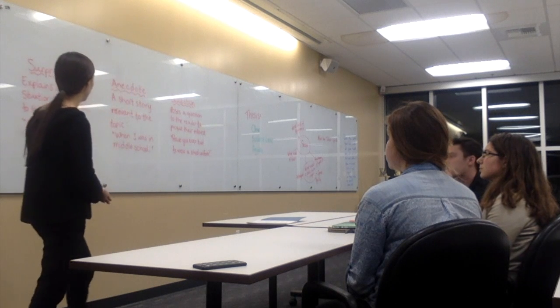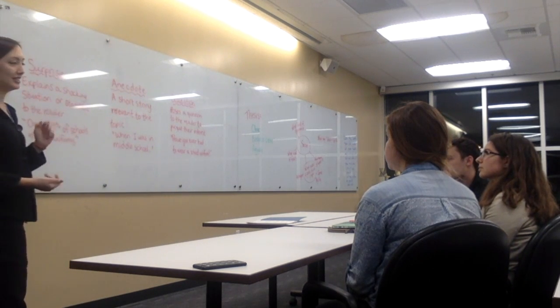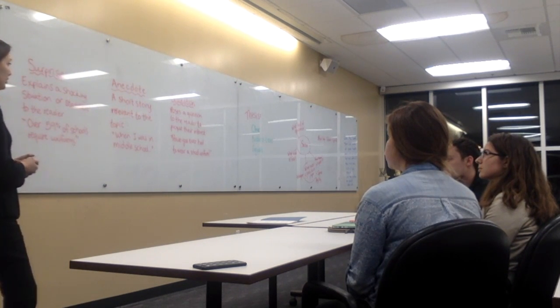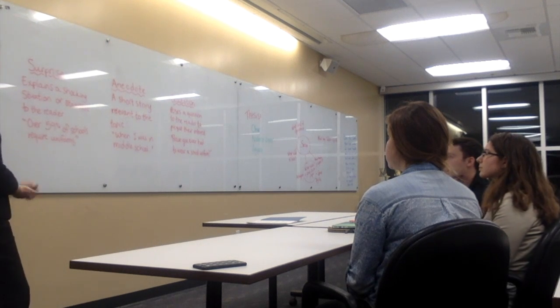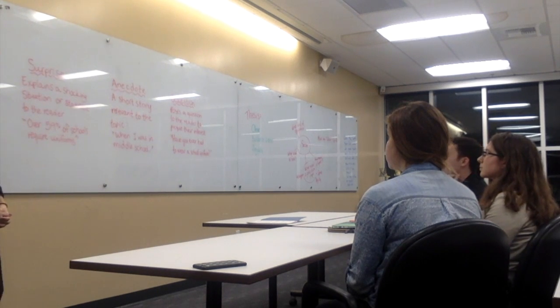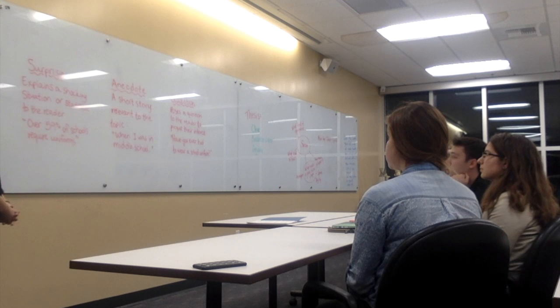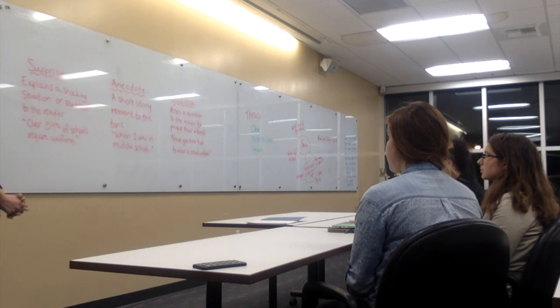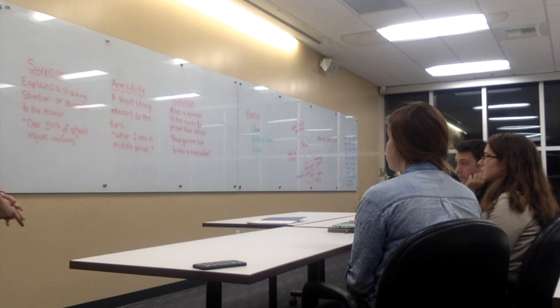So today, like I said, we're going to focus on 3 different types of hooks. So Josh, could you read the first one to me, please? Over here. First type of hook is a surprise. Explains a shocking situation or statistic to the reader, such as over 59% of schools require uniforms.